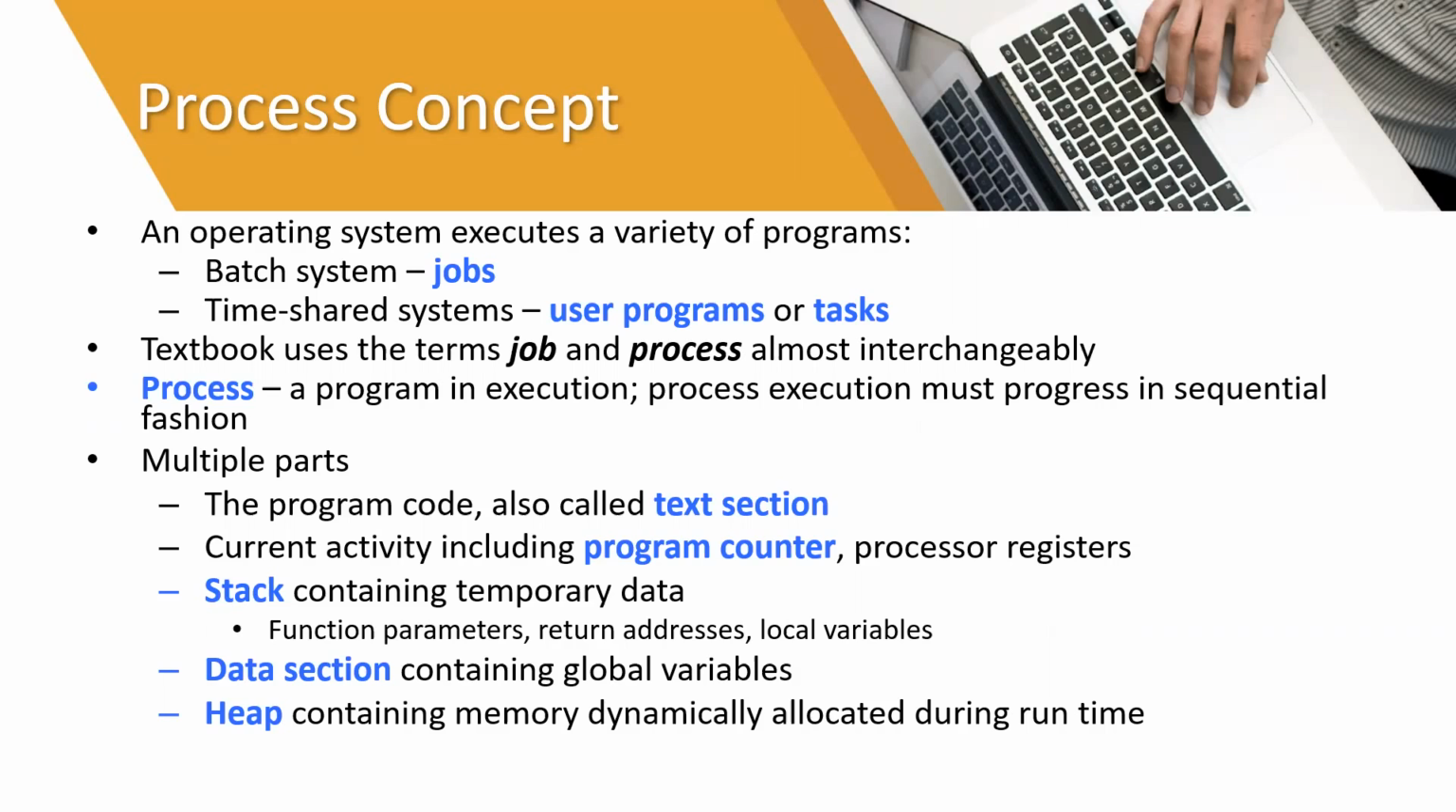A process has multiple parts. The program code, also called the text section, and the current activity including the program counter and processor registers. The stack contains temporary data: function parameters, return addresses, and local variables. The data section contains global variables. The heap contains memory dynamically allocated during runtime.